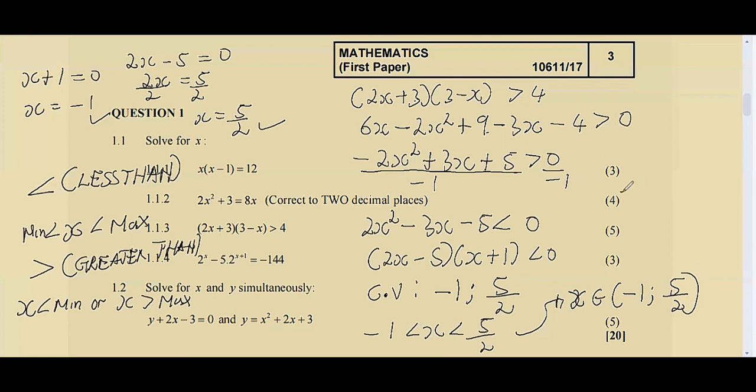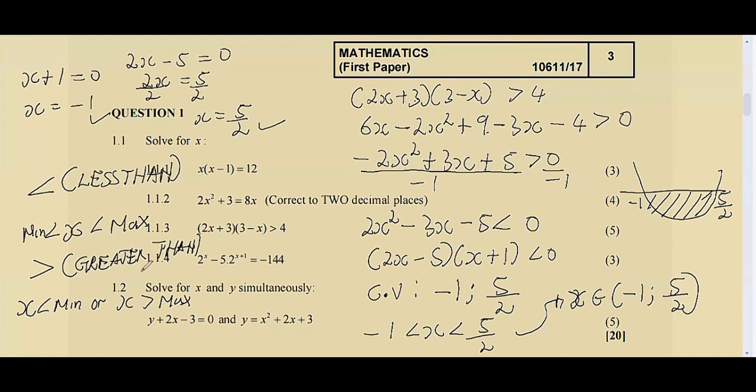Now, if you prefer to use this method here, then you can just write your critical values negative 1 here, and then you write 5 over 2, and then you just shade in between the critical values, to indicate that the values that satisfy the inequality are the values that are within the critical values. So that's if you prefer to show it diagrammatically like that, or graphically, right? So that's how you would go about answering that inequality question.